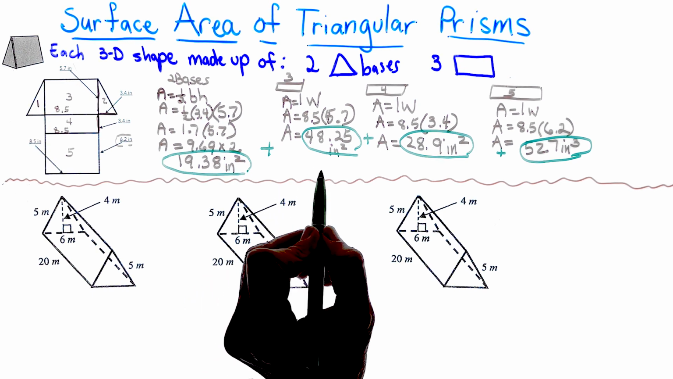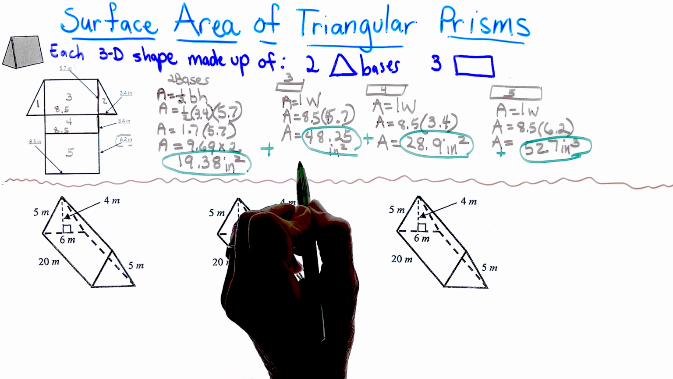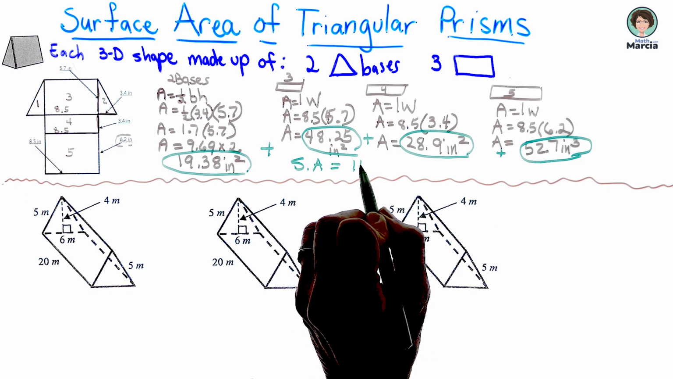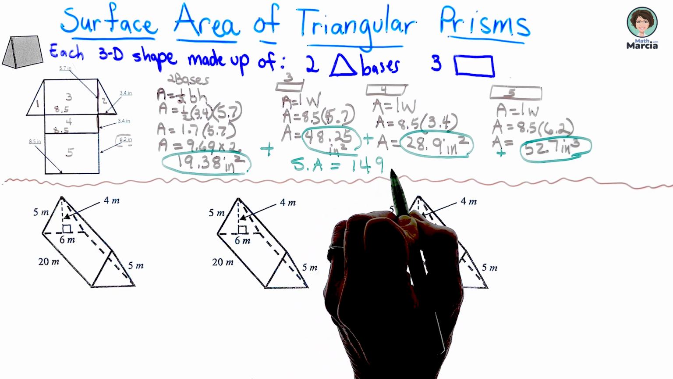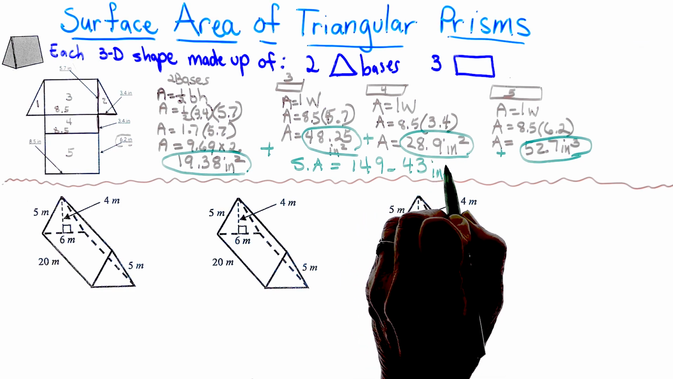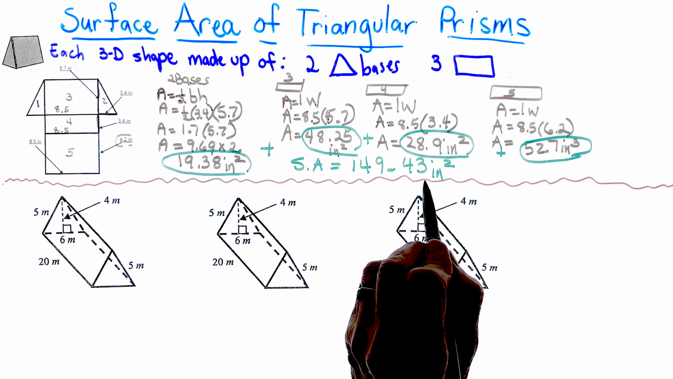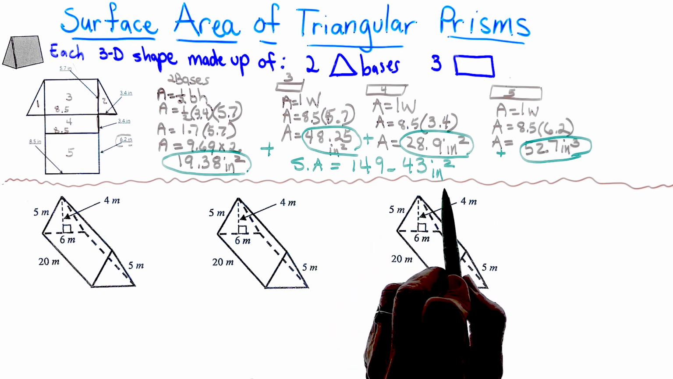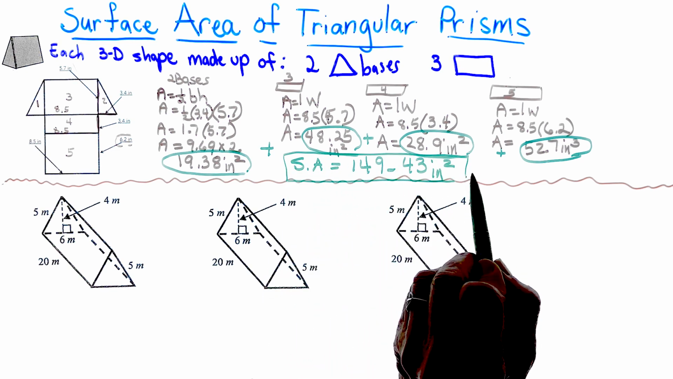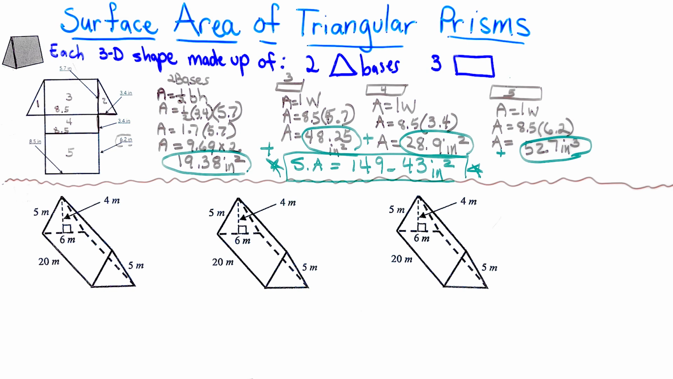And when we do that, the total surface area is equal to 149.43 inches squared. So 149 and 43 hundredths would be our surface area, and that's the answer to that problem.